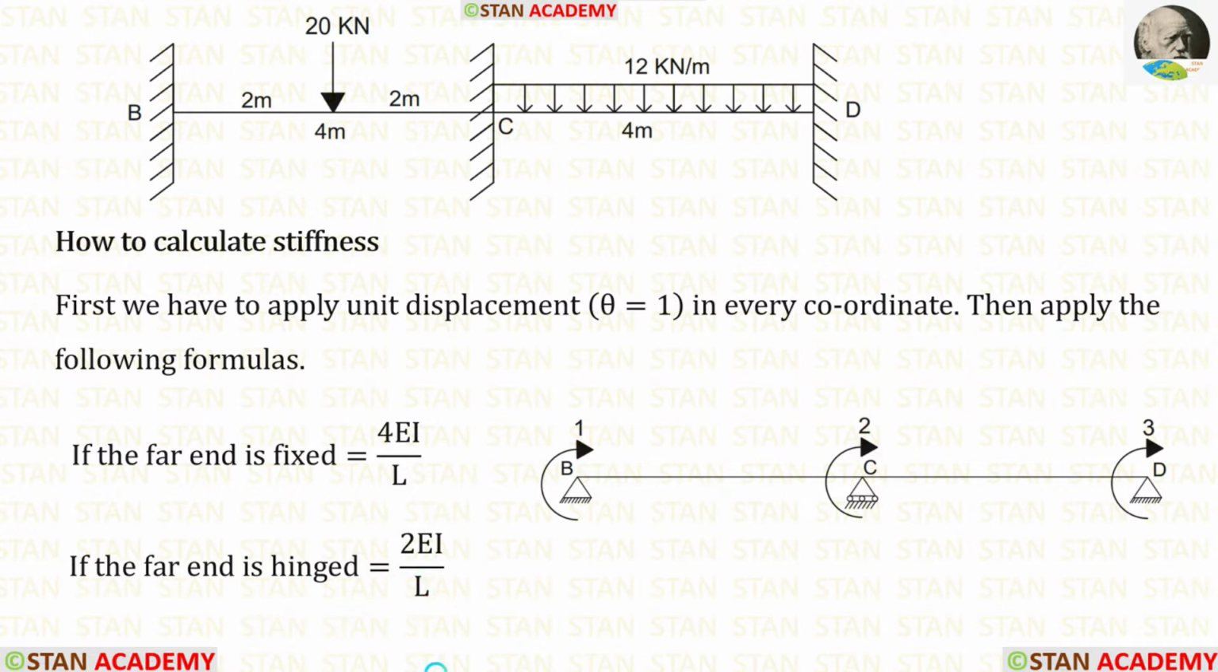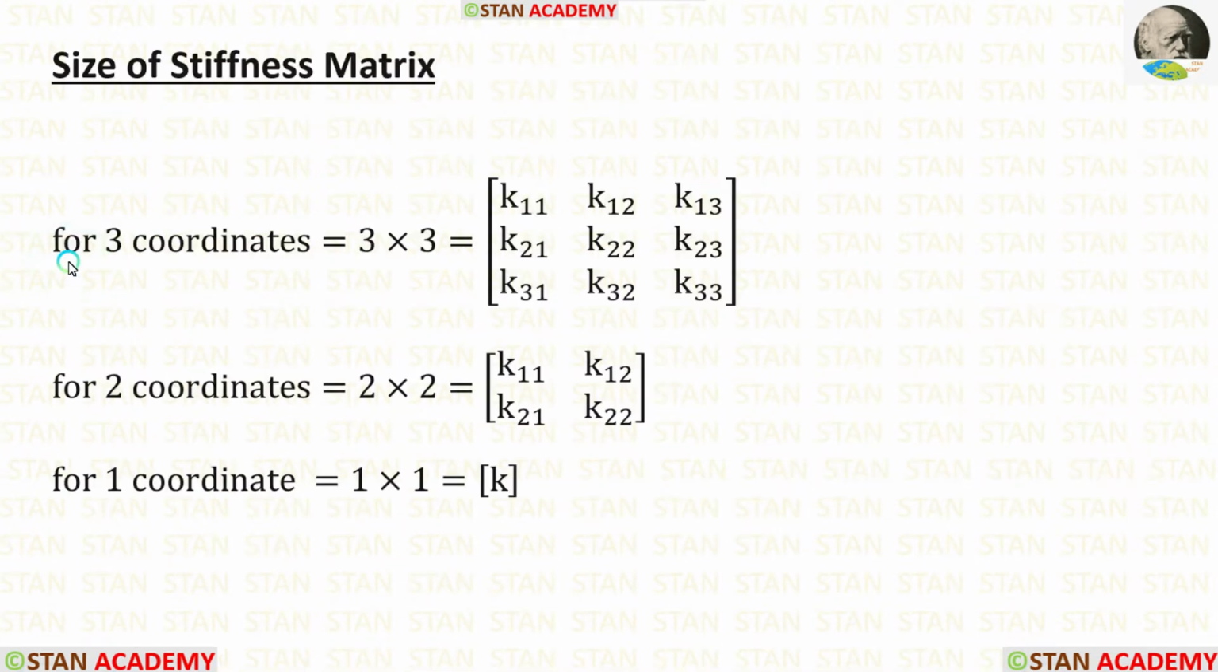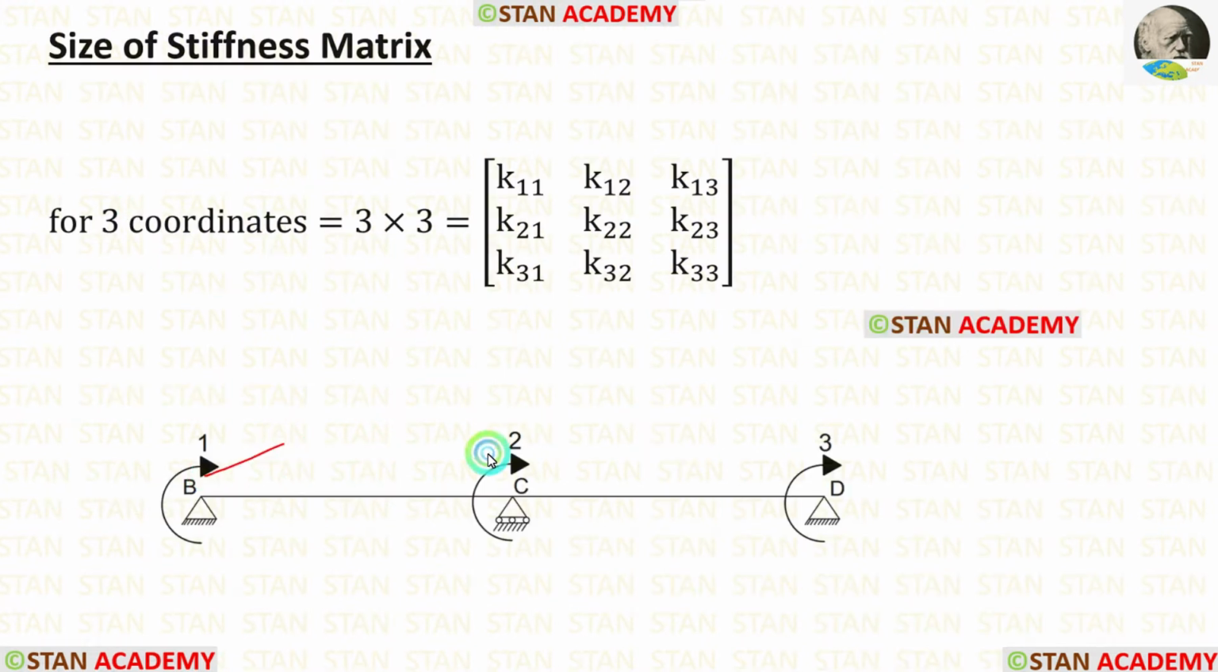Here we have to be very careful. We have to apply the unit displacement in the fully restrained structure and not in the given beam. Now let us see the size of the stiffness matrix. For 3 coordinates, the size will be 3 cross 3. For 2 coordinates, the size will be 2 cross 2. For 1 coordinate, the size will be 1 cross 1. In this analysis, there are 3 coordinates, so the size will be 3 cross 3.